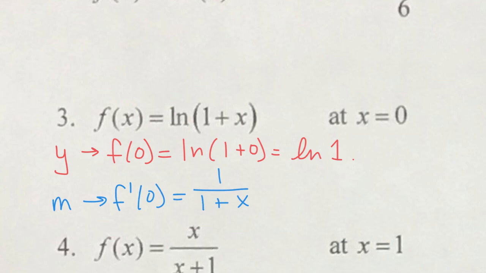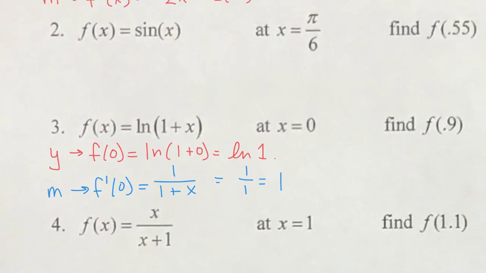But just to make sure we have the chain rule, anytime we have a natural log function that we're deriving, it's always a chain rule. 1 over our argument times the derivative of the argument, which in this case is 1. So when I plug in 0, 1 over 1 is 1. Okay, so this has a slope of 1.